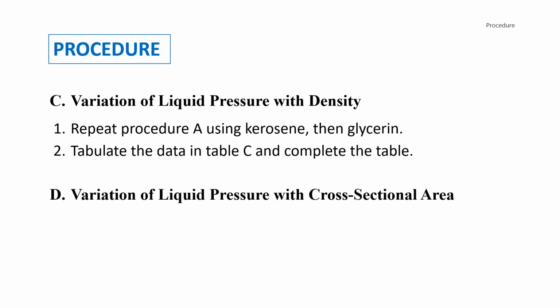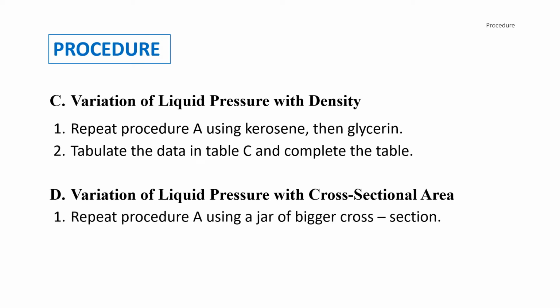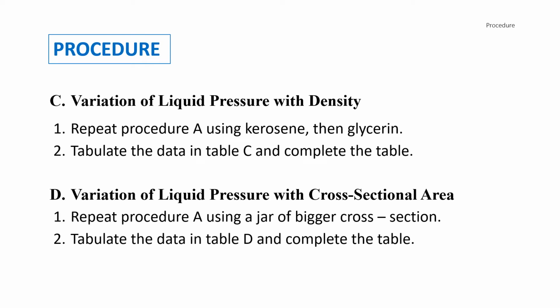For the last part of the experiment, variation of liquid pressure with cross-sectional area. Repeat procedure A using a jar of bigger cross-section, and tabulate the data in Table D and complete the table.